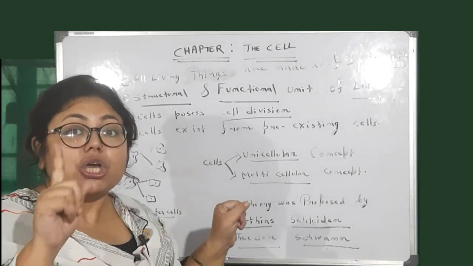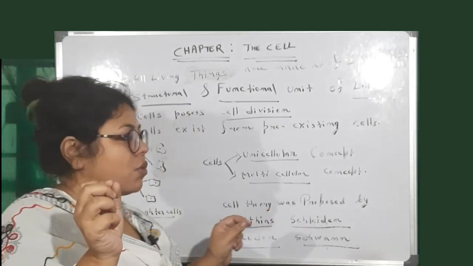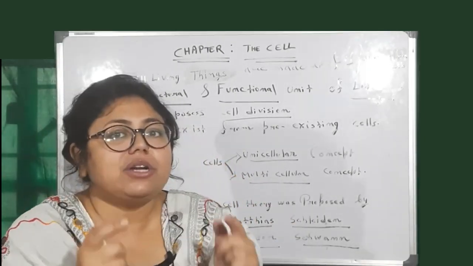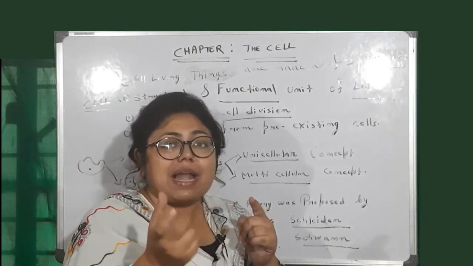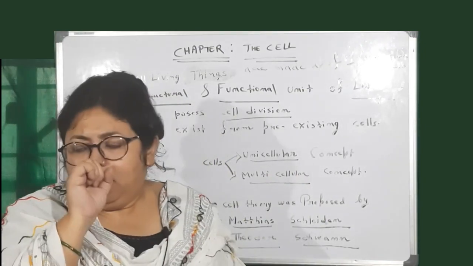The first is unicellular. Now students, please make a note. When you are writing uni, use your brain to understand each and every concept and every spelling of what biology says. Unicellular.